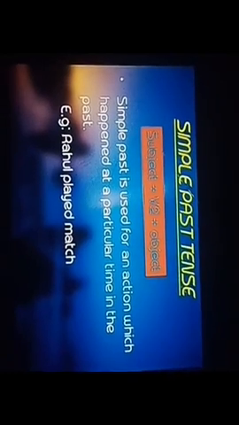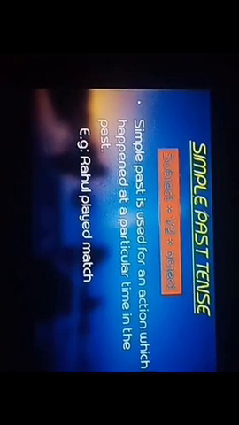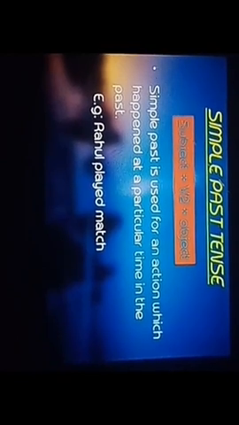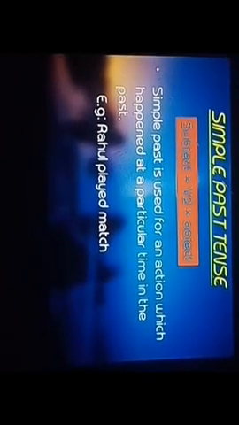Simple past is used for an action which happened at a particular time in the past. Or you can say it expresses actions finished before the time of speaking, and it is also used to express some past habits. That action took place over a period of time in the past. For example, this is given: Rahul played match. So this is the action that took place at some time.